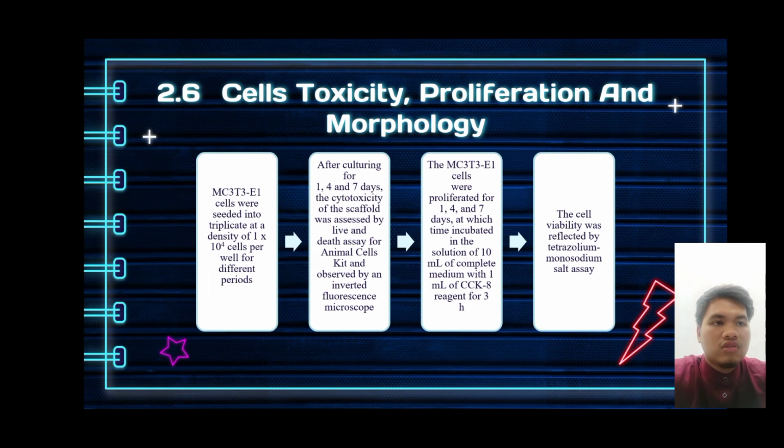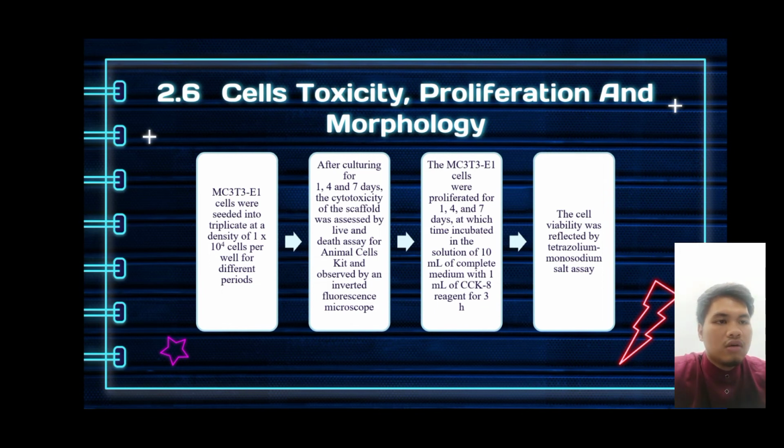2.6, cell toxicity, proliferation and morphology. MC3T3-E1 cells were seeded in triplicate at a set density of cells per well for different periods. After culturing for 1, 4 and 7 days, the cytotoxicity of the scaffold was assessed by live/dead assay for the animal cell kit and observed by an inverted fluorescence microscope.